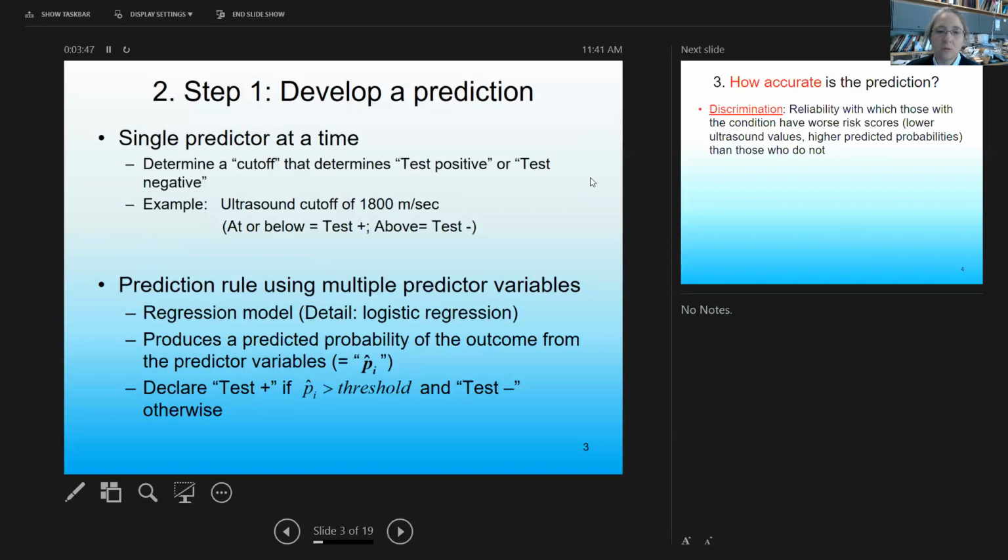Just consider using a regression model to build a predictor rule. And what such a model would do ultimately would be to produce a predicted probability of the outcome in terms of the predictor variables. So for person i, given that they have a certain age, DPA, and ultrasound value, we could develop what we'll call p hat for a predicted probability. And there, similarly, as for a single predictor, we could declare that the person tests positive if their predicted probability of having, say, osteoporosis is above a threshold, and declare them as testing negative otherwise.